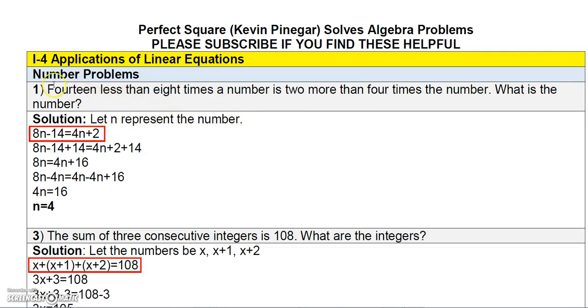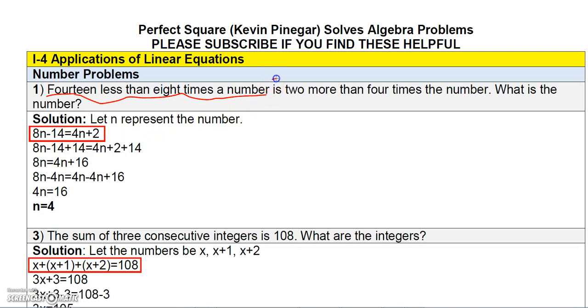And now read this first sentence here. It says that 14 less than 8 times a number. Okay, so that would be, since it says 14 less, you really need to say 8 times the number first. So that would be 8n. And then if you want 14 less than 8n, you would actually do 8n minus 14. So that's this part right here.